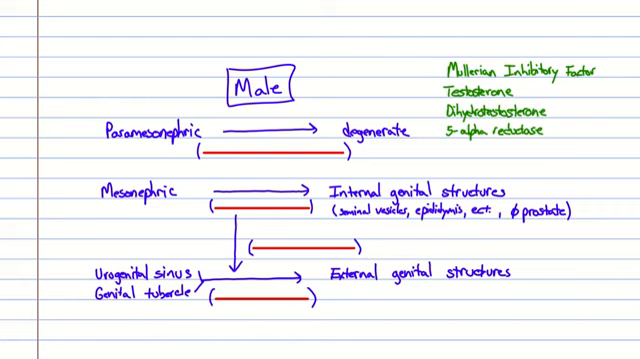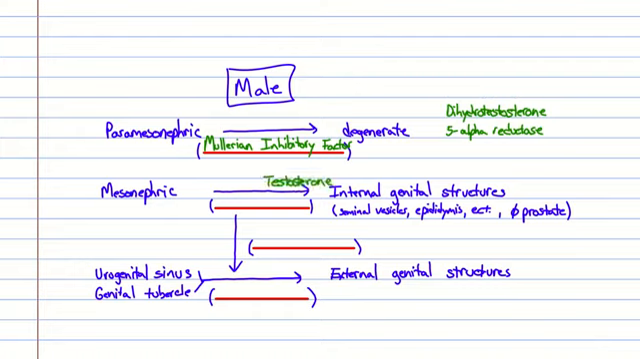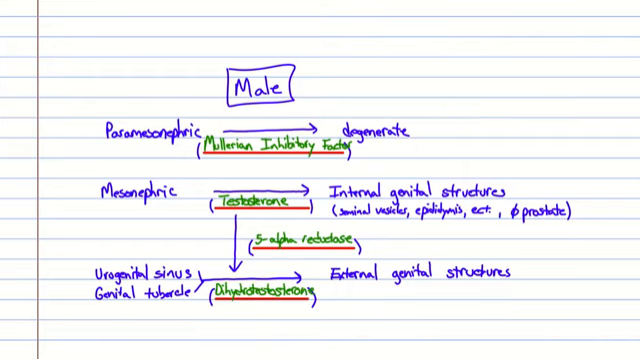Okay, let's see if we can piece everything together in a Dr. C recap. First, let's look at males. Paramesonephric duct is inhibited by Müllerian inhibitory factor. Mesonephric duct is stimulated by testosterone to produce internal male structures, including the seminal vesicles, epididymis, vas deferens, but not the prostate. 5-alpha reductase converts testosterone to DHT. DHT stimulates the urogenital sinus and the genital tubercle to develop into external genital structures.